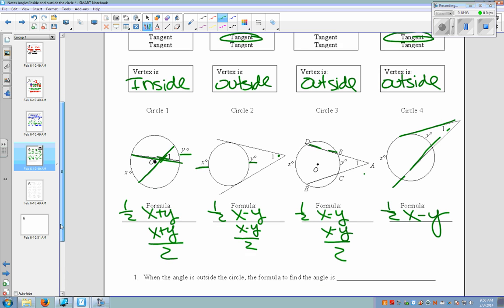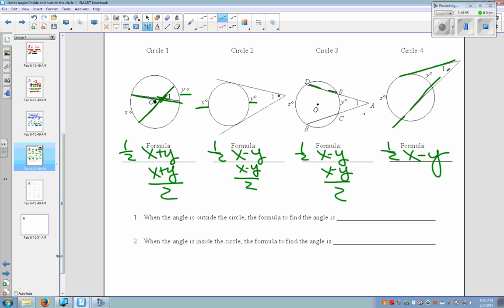All right, so recap. When the angle is outside the circle, the formula to find the angle is big arc minus little arc divided by 2. When it's inside, it is big arc plus little arc. So when they cross inside, they form that plus sign. Divided by 2.